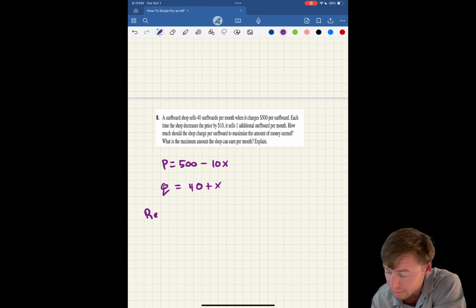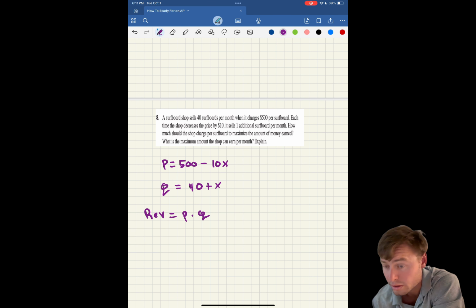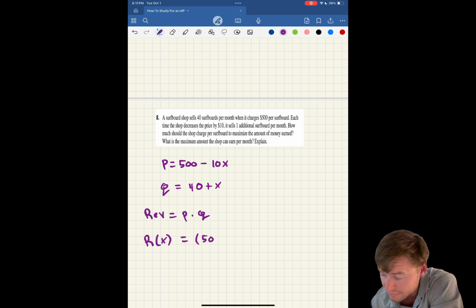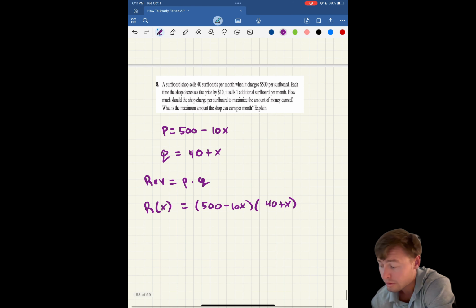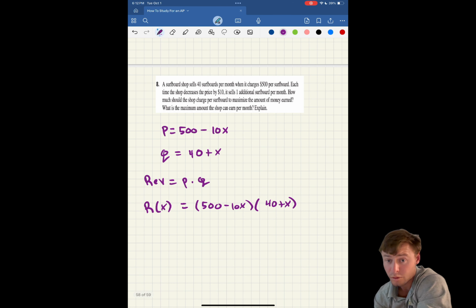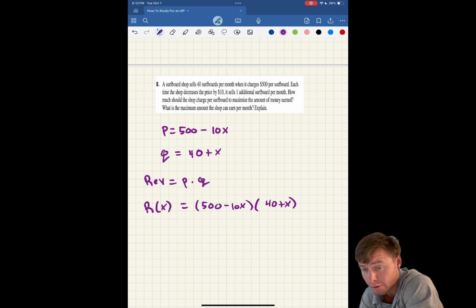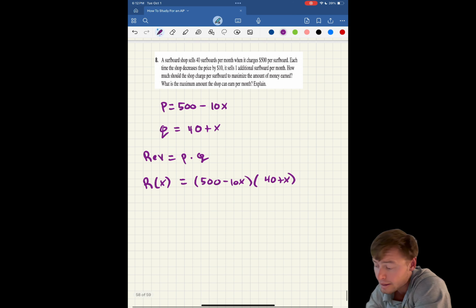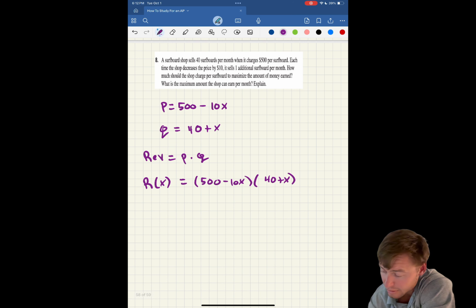Now the revenue that the shop makes is equal to the price times the quantity of boards. So the revenue as a function of the number of surfboards that they sell is equal to the price, 500 minus 10x, times the quantity, 40 plus x. Now, I don't know if you recognize this, but this is a quadratic function written in intercept form. And so all you do now is simplify this out. So we'll go ahead and multiply this through.